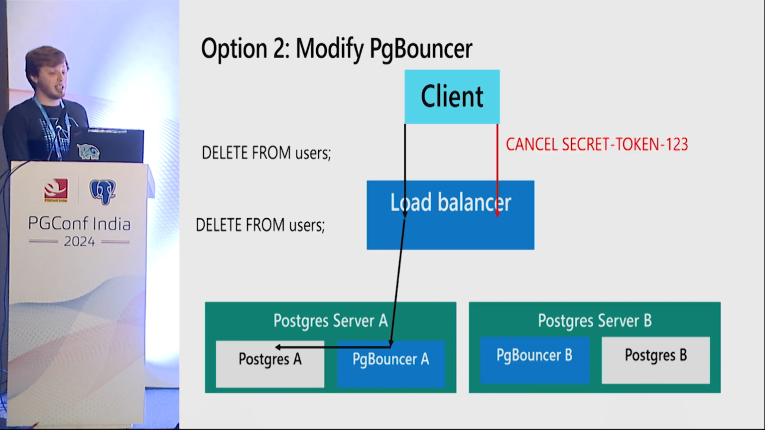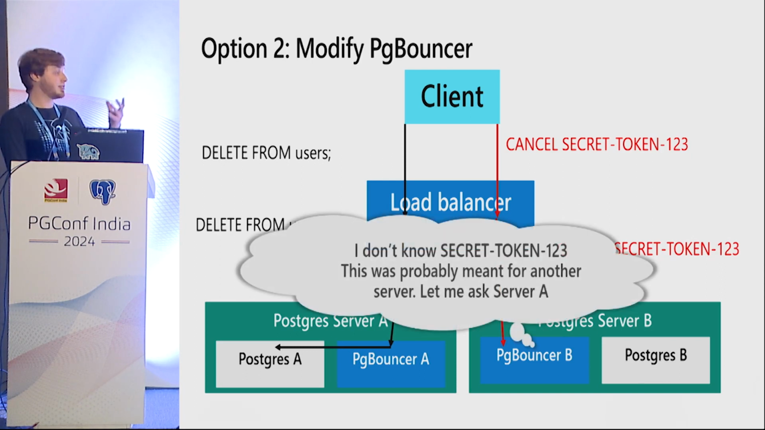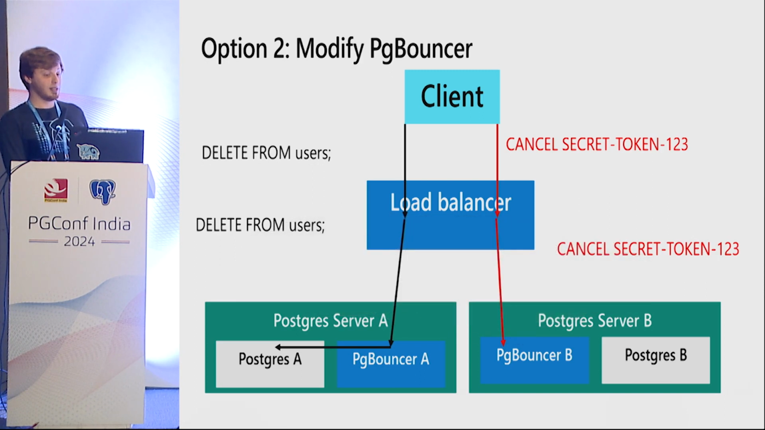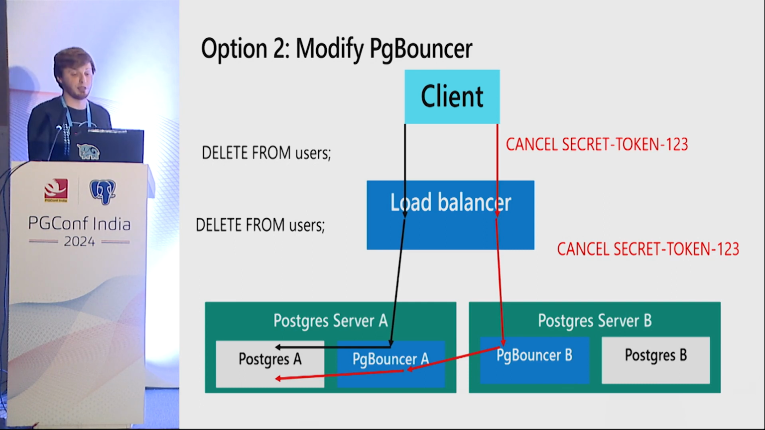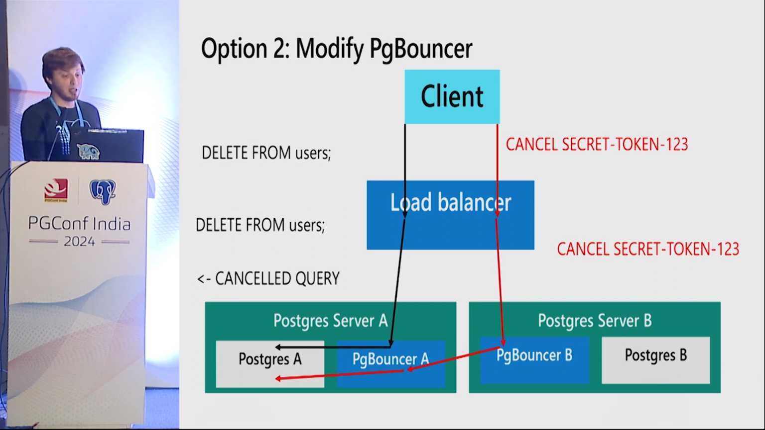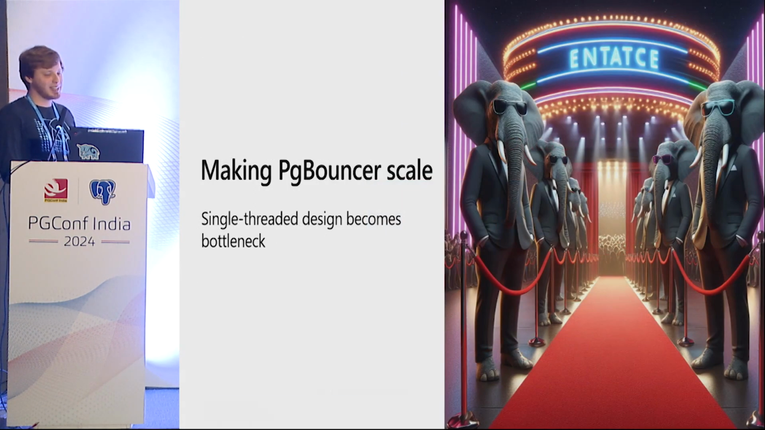And then, when the cancellation token goes to server B, it goes to PgBouncer B. And that's then going to forward it to server A, again to PgBouncer, and then PgBouncer will forward it to Postgres. And then the query is cancelled, so everyone is happy. But sadly, that's not all.